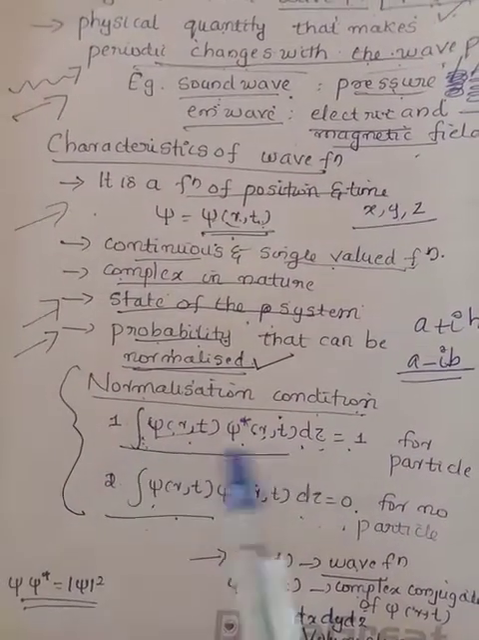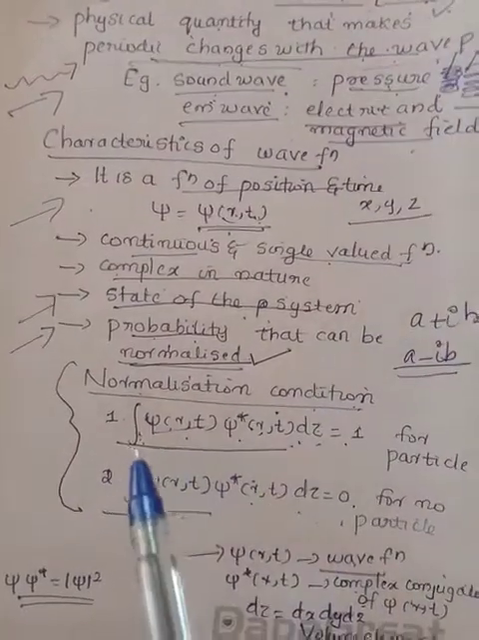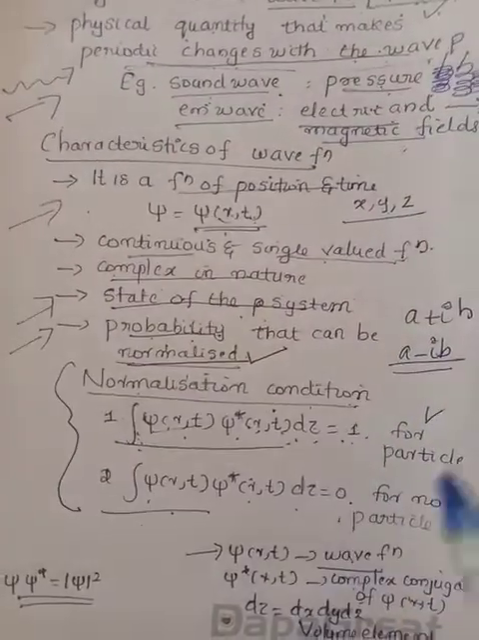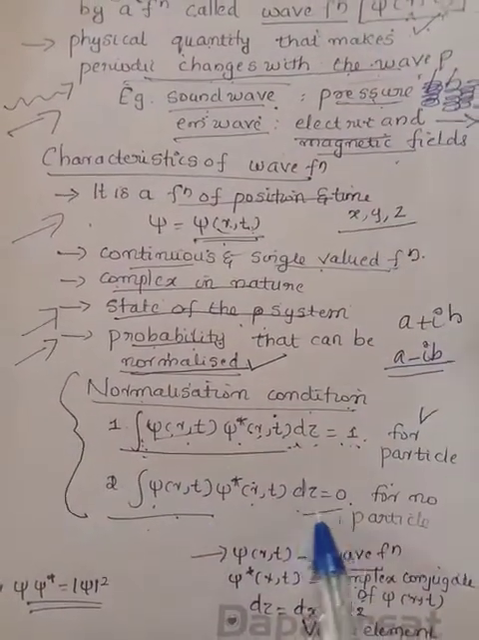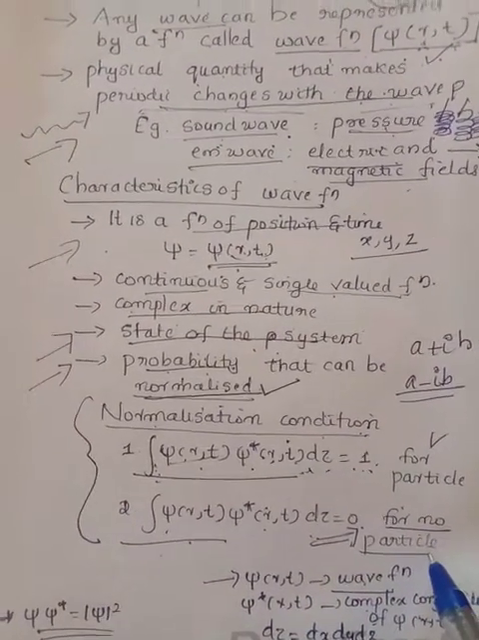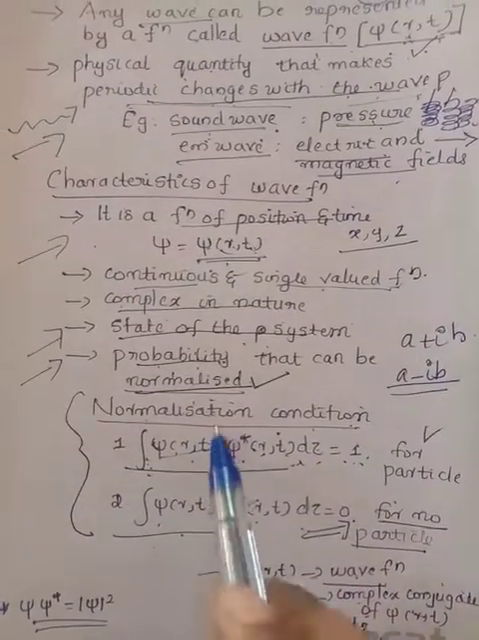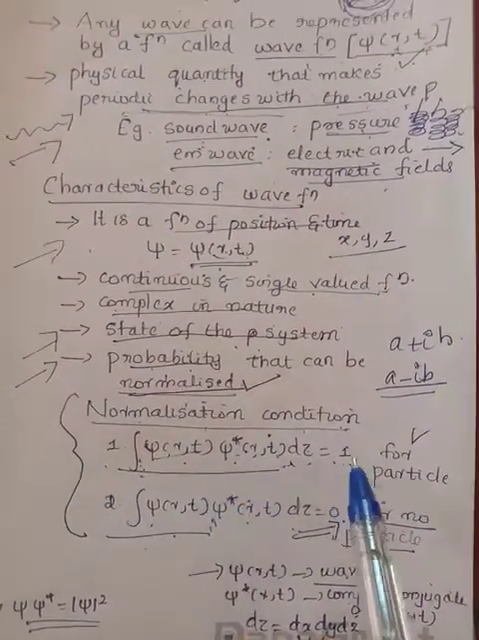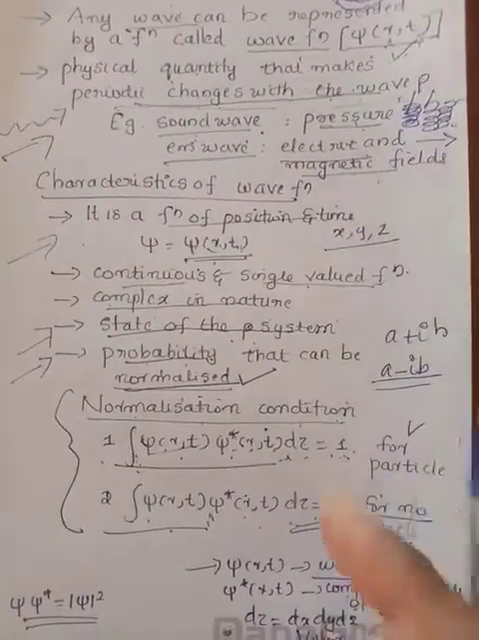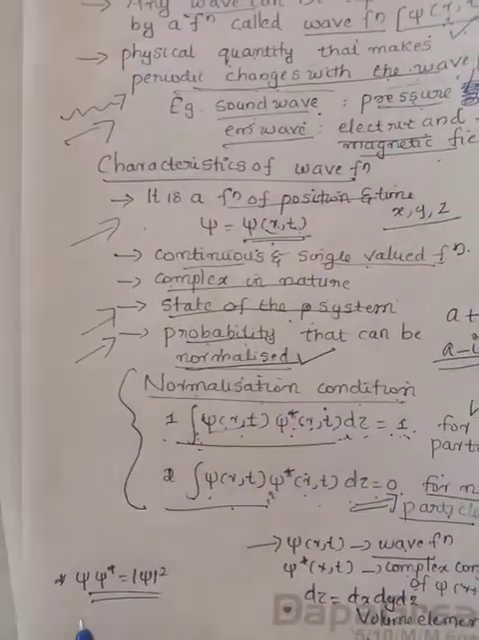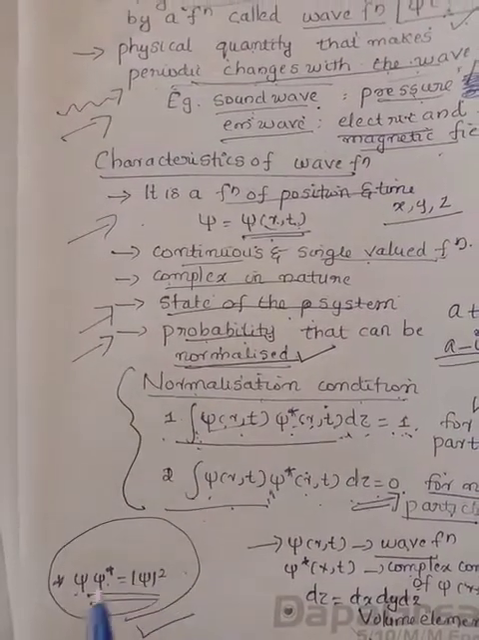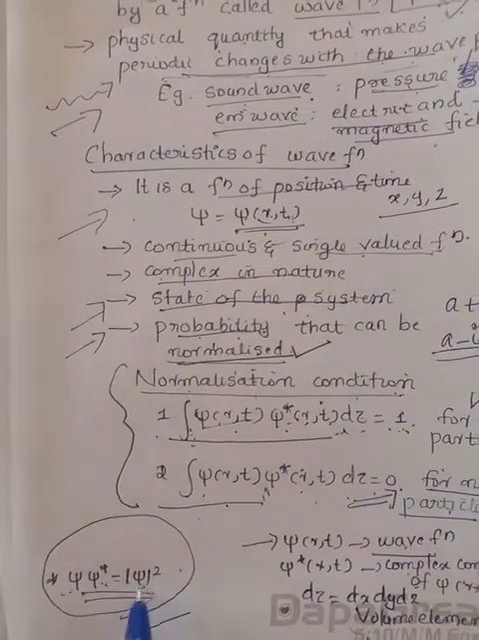Then now integral is equal to 1. Suppose we are finding this integral and the value of this integral is equal to 1, which means there exists a particle. For a particle, this value will be 1. If it is equal to 0, that means no particle exists in this area we are considering. So these equations are known as normalization condition. If the value of integral is equal to 1, there exists a particle. If the value of integral is equal to 0, then there will be no particle. That is normalization condition. And we have a relation here. Just remember this relation. Psi into psi star will always be equal to modulus of psi squared.